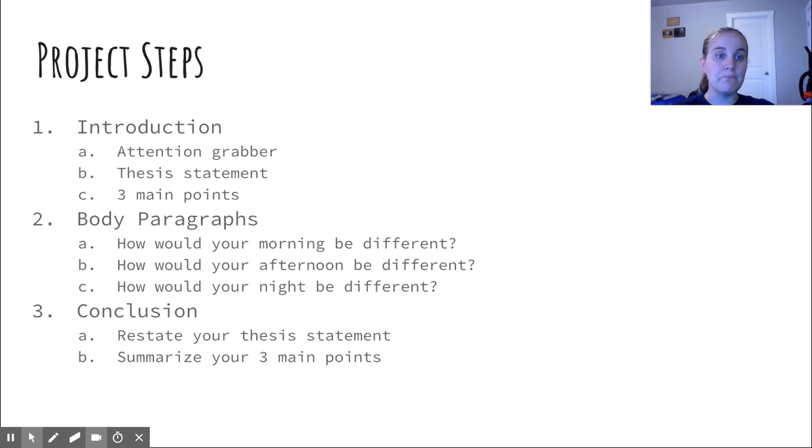And then send it to me. And that's all you got to do. You don't have to do any real outside research for this or anything like that. You just have to really dig deep and think about your day.